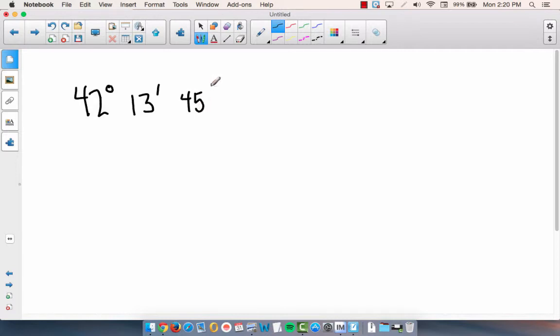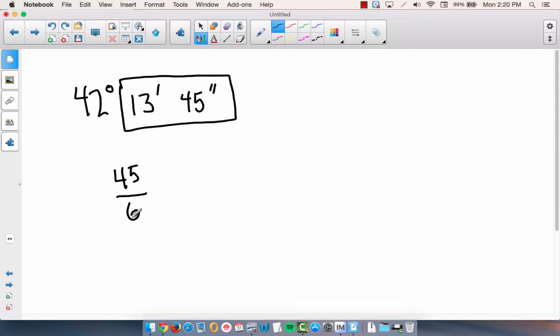45 seconds. The first thing we need to do is take this fraction of a degree and convert it into a decimal. So remember from the other day, 45 seconds is part of a minute. How much of a minute is it? Well, it's 45 over 60. That's 3/4 or 0.75 minutes. So now I can actually say, well, this is 42 degrees and 13.75 minutes.